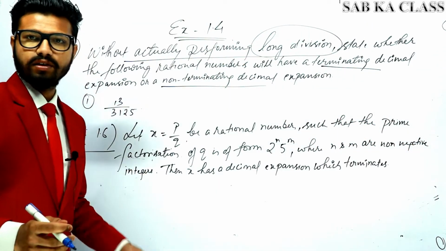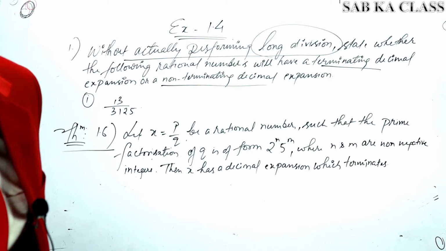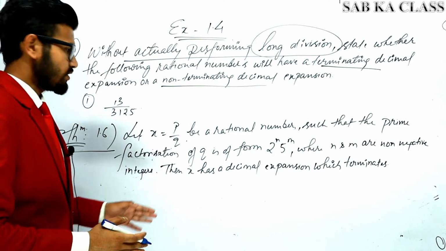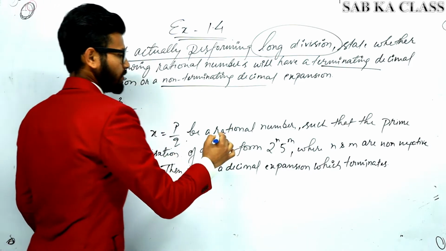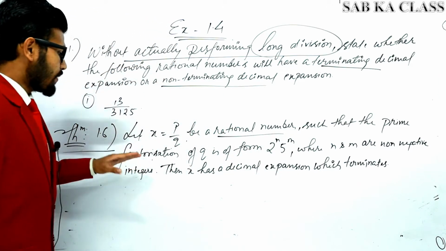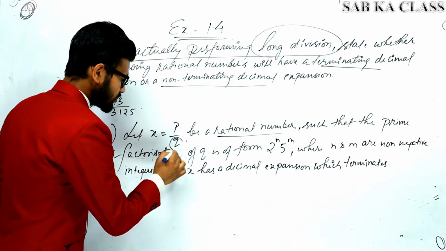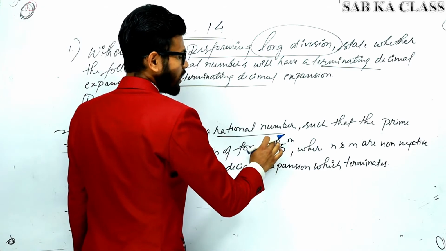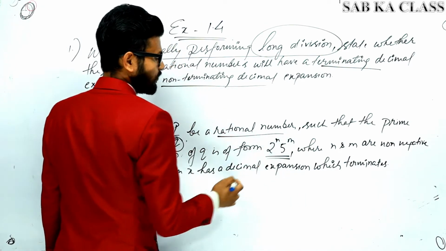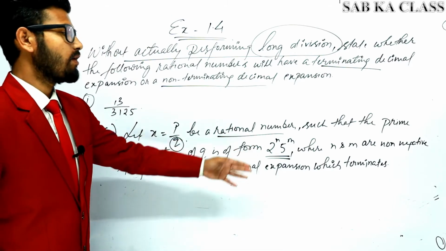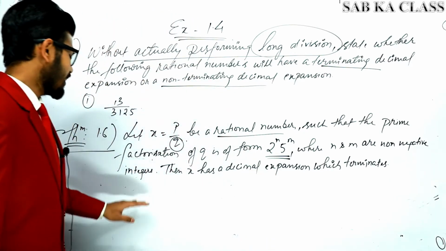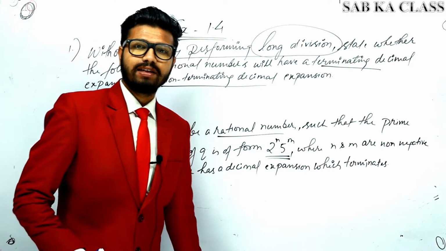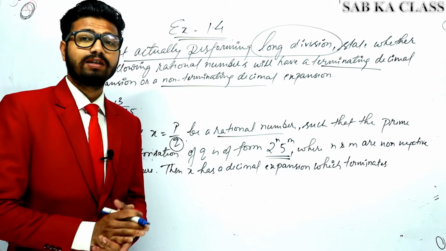So here is Theorem 1.6. What does this theorem say? This theorem says that let x equal to p by q, which is a rational number, such that the prime factorization of q, the denominator, is in the form of 2 to the power n and 5 to the power m, where n and m are some non-negative integers. Then x has a decimal expansion which terminates. Then we can say that x is a terminating decimal.